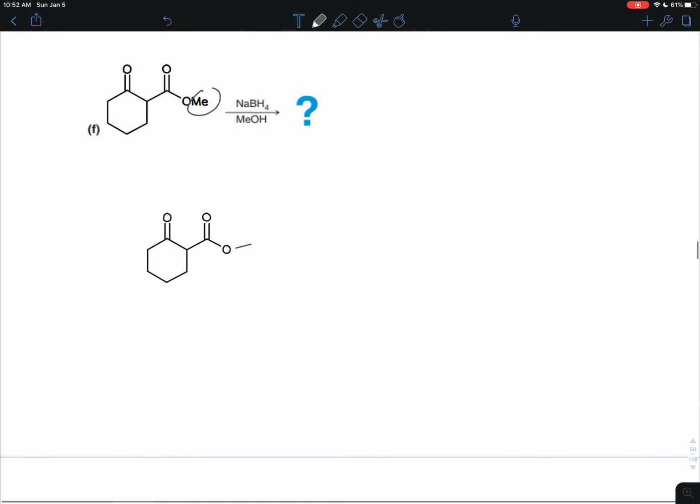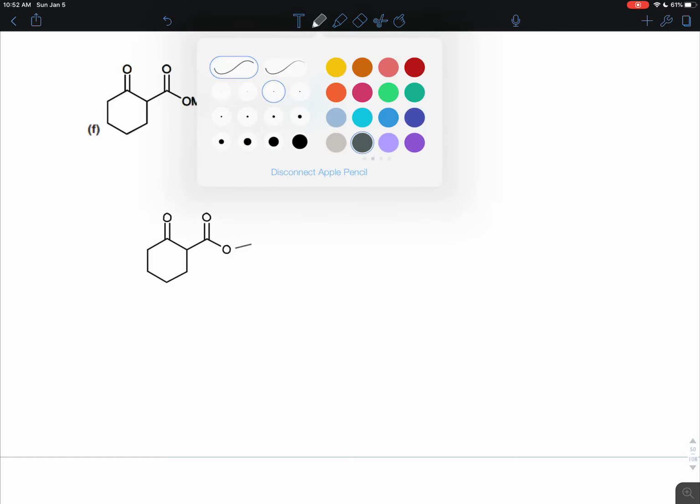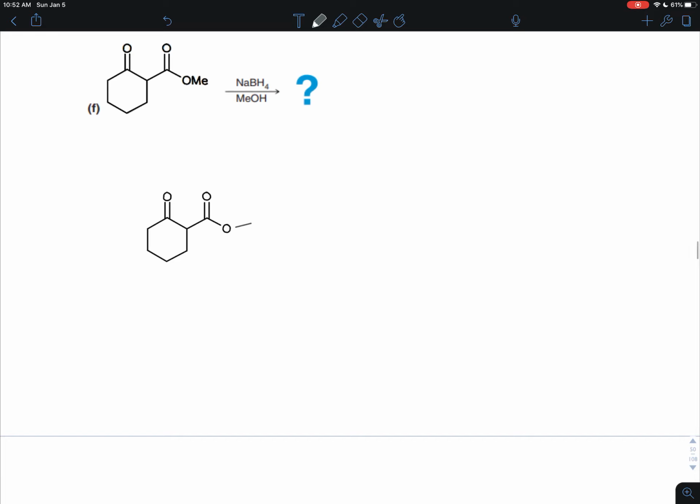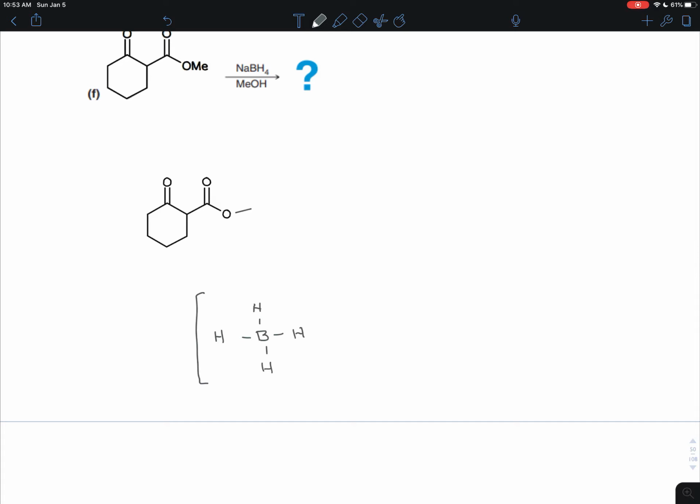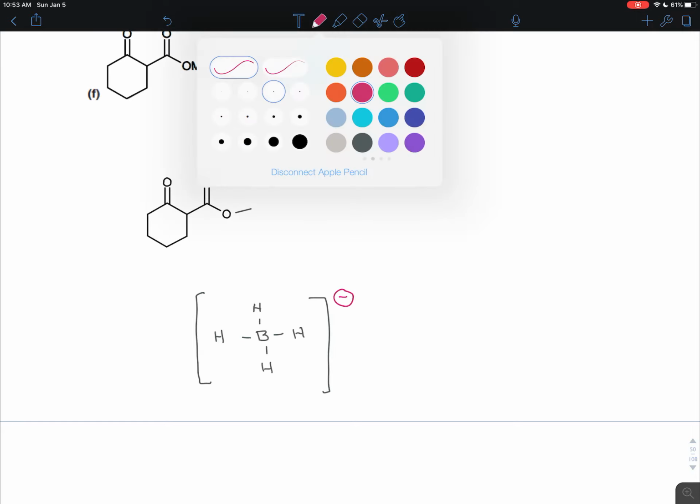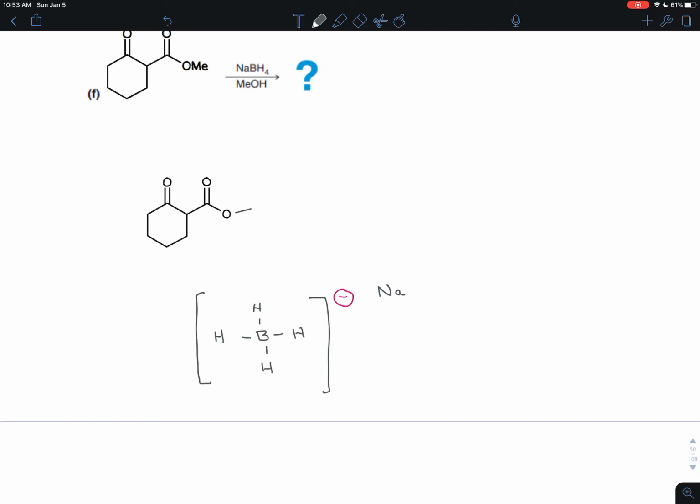So that's the same thing. This methyl group is just a CH3. Well, sodium borohydride is only strong enough to attack the ketone. It will not attack the ester, and that's what you need to remember on a test. So if you were to be given sodium borohydride and you have an ester and a ketone or an aldehyde, the sodium borohydride will only attack the ketone or the aldehyde. It will not attack the ester.